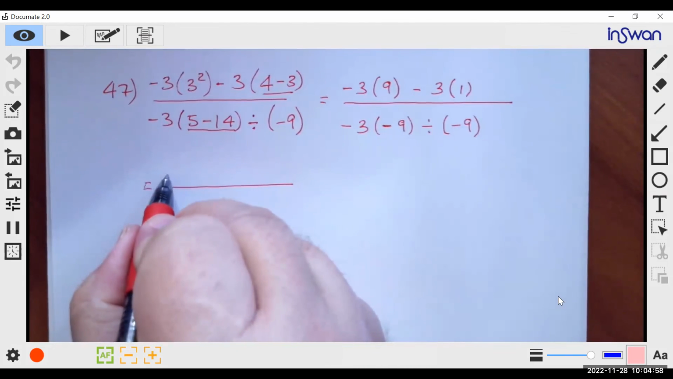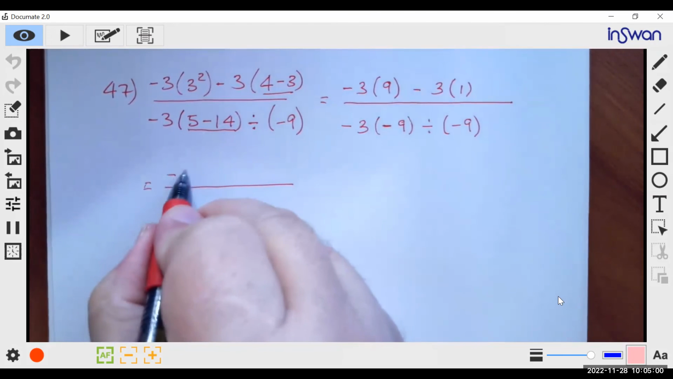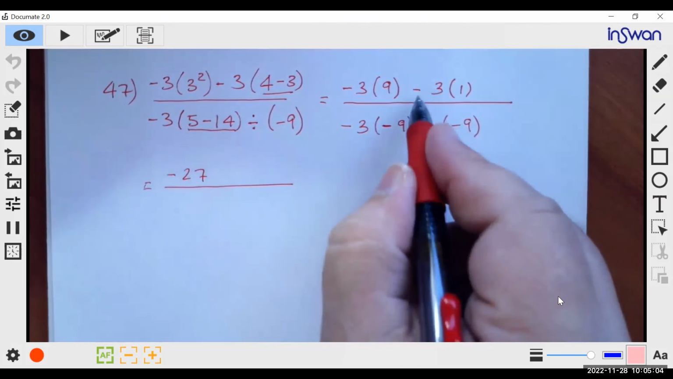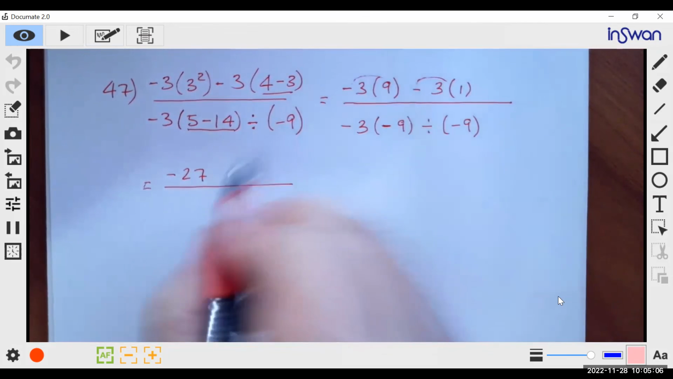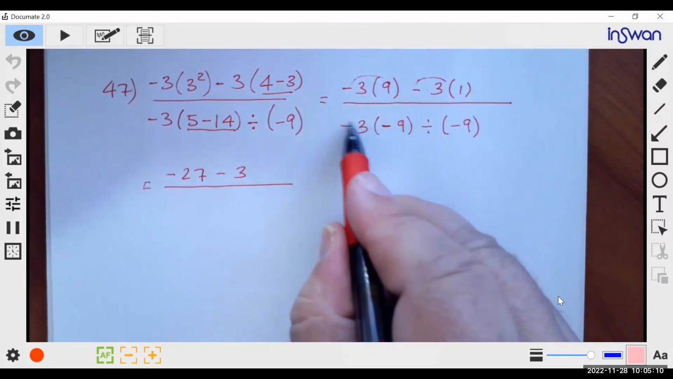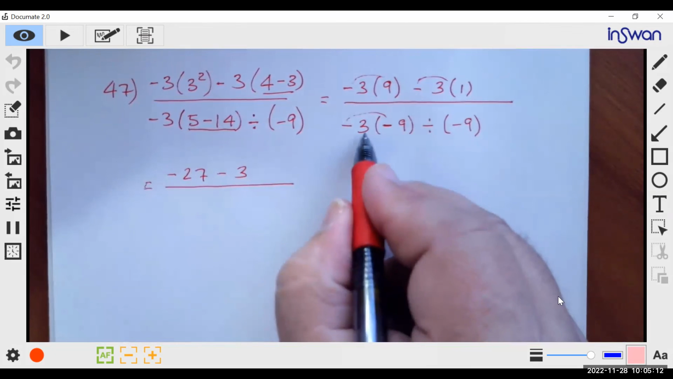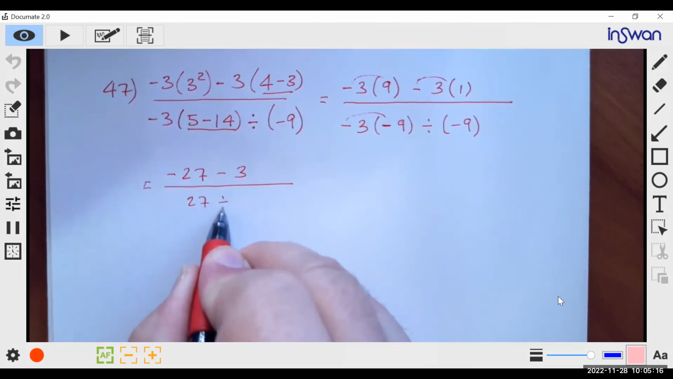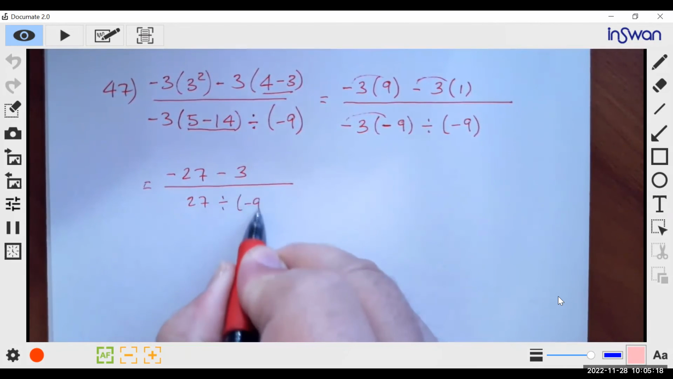Negative times positive on top is negative. 3 times 9 is 27. Negative times positive is negative. 3 times 1 is 3. Negative, negative is a positive. 3 times 9 is 27. Divided by negative 9.